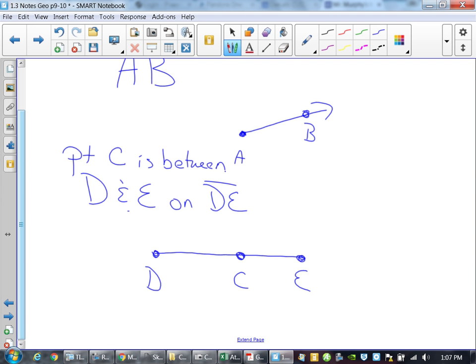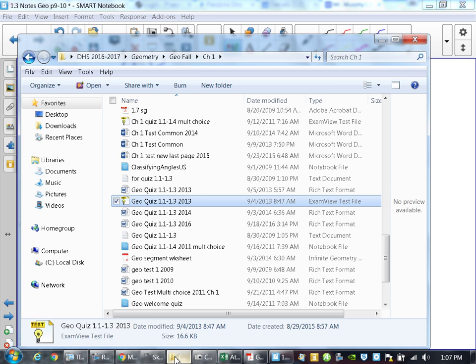Now, when we did those, we did a bunch of stuff like that. That allowed you then to do segment addition. Two smaller segments added up to equal the whole. That was one of the first things we did with a little bit of the algebra.